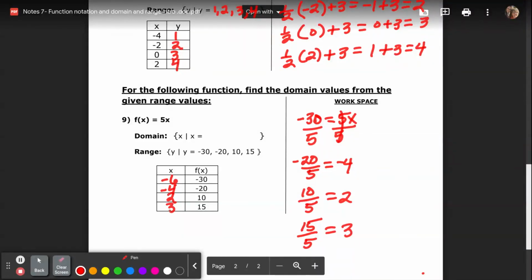So now when we write our domain values, we're going to write them in order from least to greatest, which they already are. So negative 6, negative 4, 2, and 3. So that's basically working with functions.